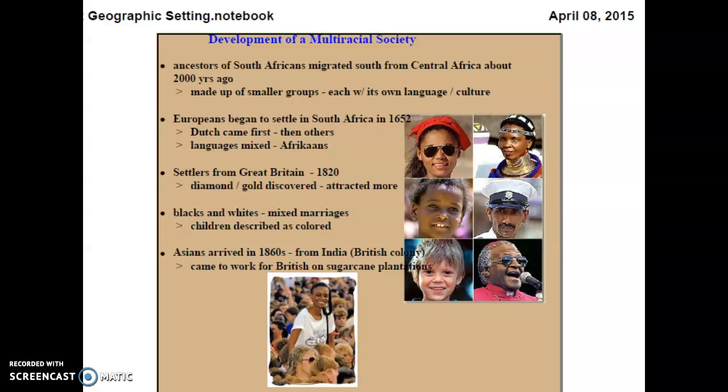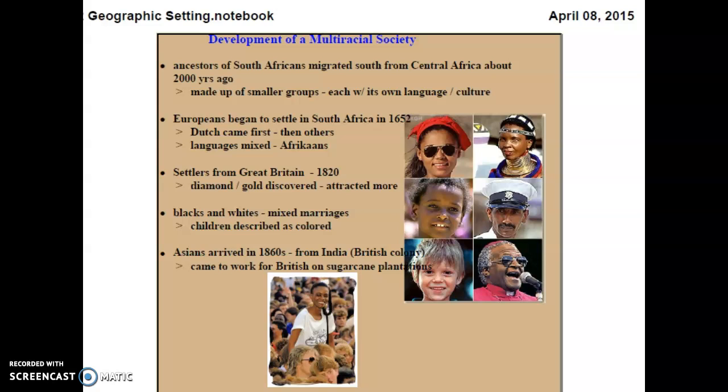So then over time we have the blacks and the whites in Cape Colony who get married, have families, and so then we have these mixed marriages and mixed children of different ethnic groups, and these people are known as the colored. Okay, so the ethnic group that made up about 9% of South Africa are considered colored, so that would be mixed racial between black and white.